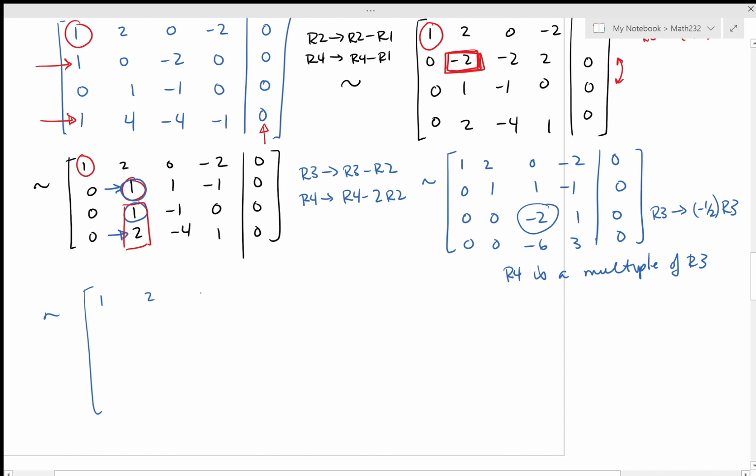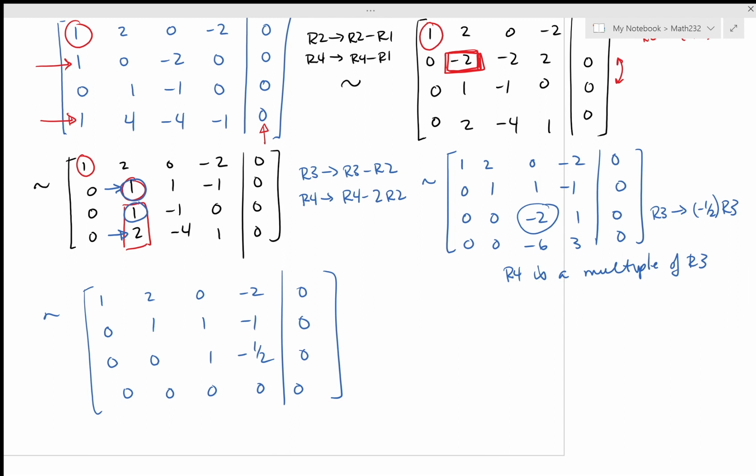1, 2, 0, minus 2, 0, 0, 1, 1, minus 1, 0, 0, 0, 1, minus a half, 0, and all zeros in the bottom row. Okay, and I'm going to stop because I'm right now in row echelon form. It's not fully reduced, but I'm just going to use back substitution to get to the final answer.